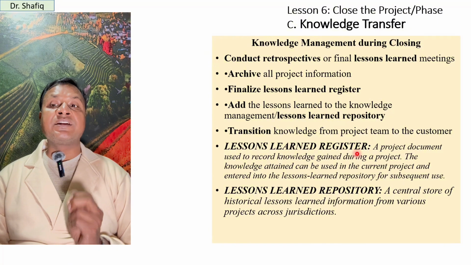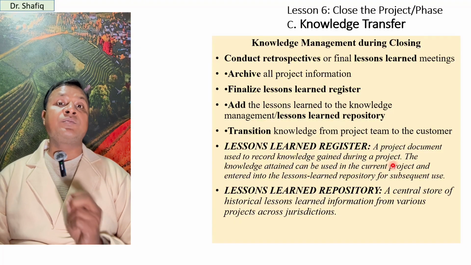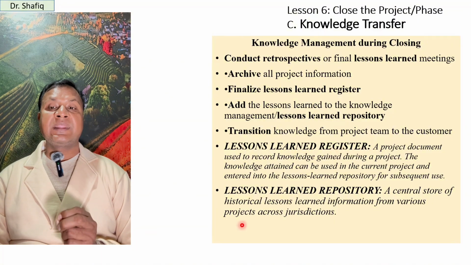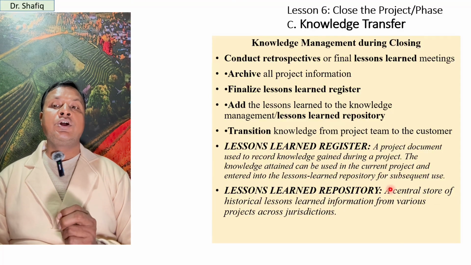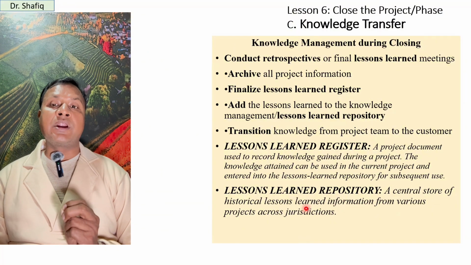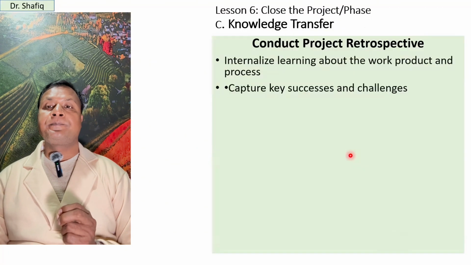So what is the lessons learned register? It's a project document used to record knowledge gained during the project. So whatever we have learned from the project, we should write it in the register. That's called the lessons learned register. And what is the lessons learned repository? A central store of historical lessons learned information from various projects across the jurisdiction. So it's a bigger store, a database from all the previous projects, where we can keep the lessons learned. But what we get from one project we keep in the register. That's called the lessons learned register.